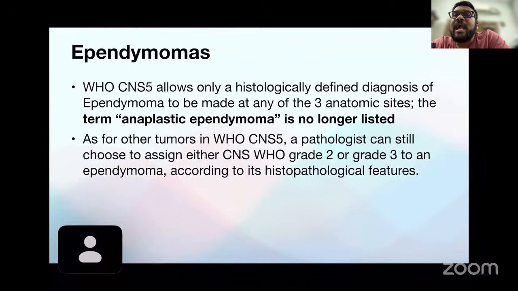Okay. And WHO CNS5 allows only a histologically defined diagnosis of ependymoma to be made at any of the 3 anatomic sites. The term anaplastic ependymoma is no longer listed. We no longer use the term anaplastic ependymoma. As for other tumors in the CNS5, a pathologist can still choose to assign either CNS WHO grade 2 or grade 3 according to the histopathological features. So based on the histopathological features, they can grade it. That's entirely up to them. But we do not use the term anaplastic ependymoma.